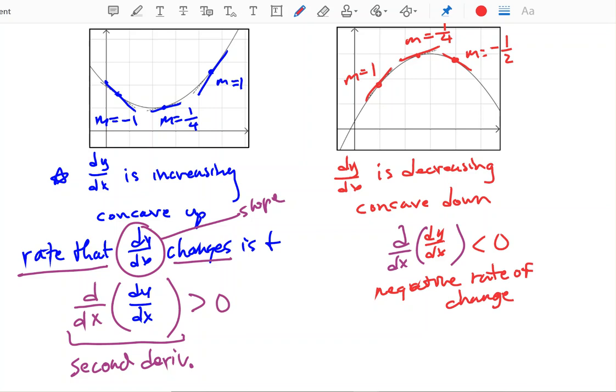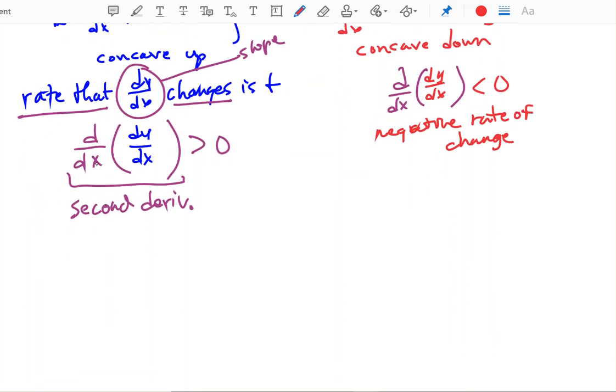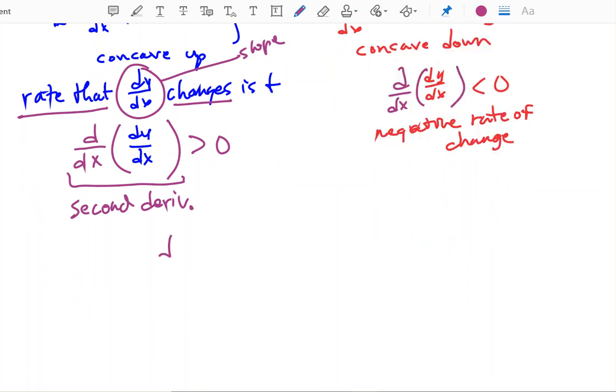It might be nice to develop some notation for this thing that we're now calling the second derivative. So if I want the derivative of the derivative, one way that I can write that is d squared y over dx squared. This thing means the second derivative of something. If we wanted to use our y prime or f prime of x notation, well, y prime is the first derivative, so y double prime is the second derivative. Or using function notation, f double prime of x means the second derivative.